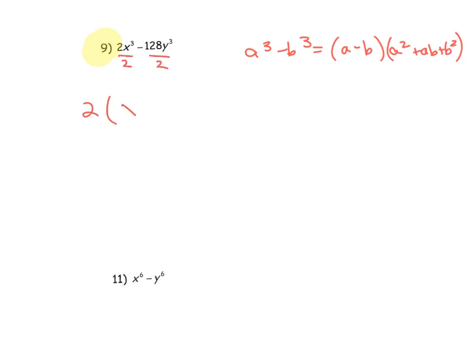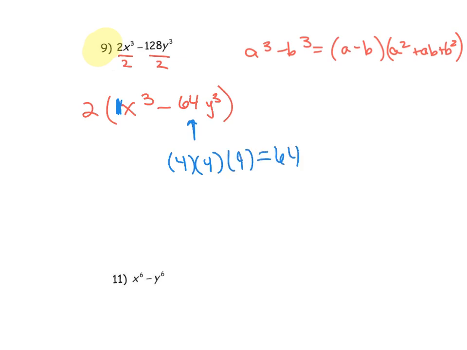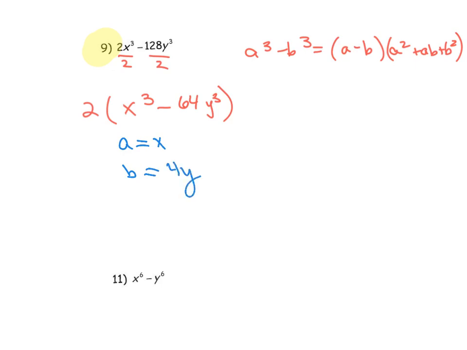When I take out the 2, I'm left with x cubed minus 64y cubed. And now I have perfect cubes. You can think about that as a 1 out front. That's 1 cubed. And the cube root of 64 is 4, because 4 times 4 times 4 is 64. So I have it now. Let's write out our a values. Ignore the 2 on the side. We're going to write our a value here as x, and our b value here is 4y. Now we're just going to plug in. Leave that 2 out front. Don't worry about it for right now. Let's just deal with this.